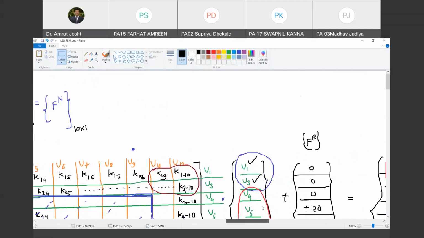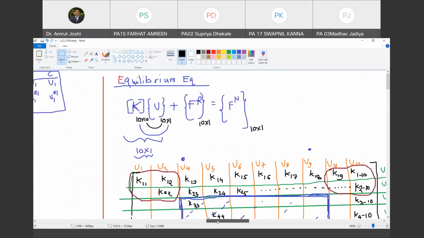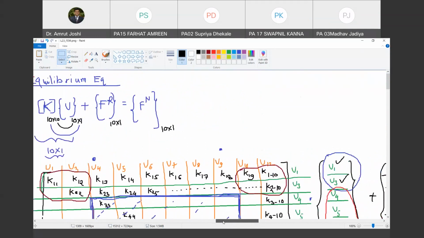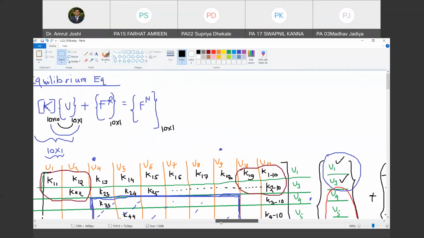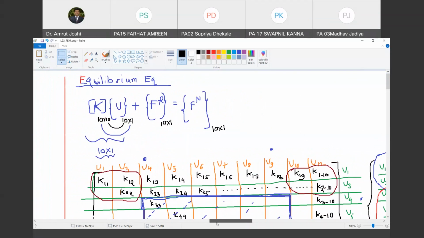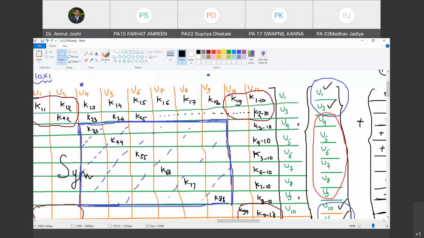So if I expand the first row, what I am going to get is K11 multiplied by U1. But U1 is 0. So therefore K11 into U1 is going to become 0. Then K12 into U3. We know U3 is 0 because these are the global displacements at fixed support. So they are 0. Then K13 multiplied by U4. We have already found out the value of U4, U5, U6, U7, U8 and U9.